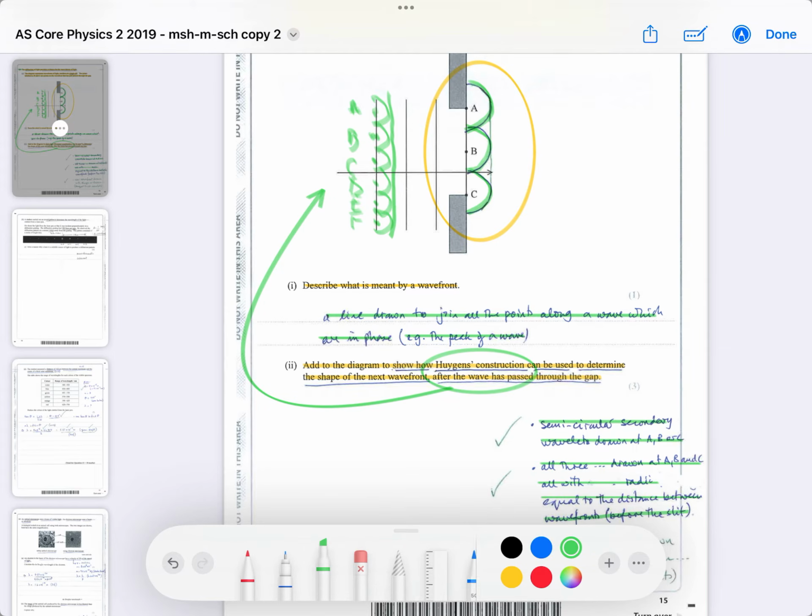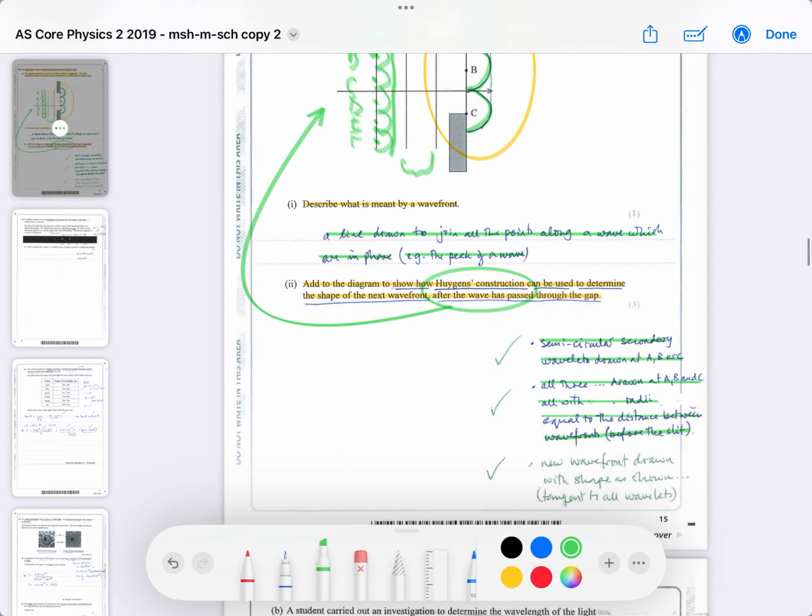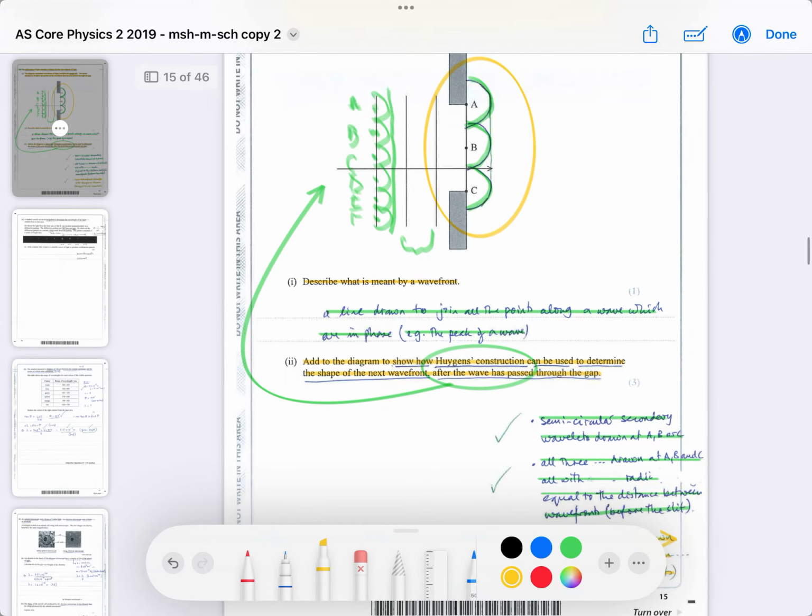before the slit. So you see the distance is from here to here, so that should be roughly the size of your wavelets. Okay? And then for the last bit, I'm going to highlight it in yellow because I've written in green, the final point. New wavefronts, drawn with the shape as shown. You then put a tangent to all of these wavelets, as I have drawn in green.